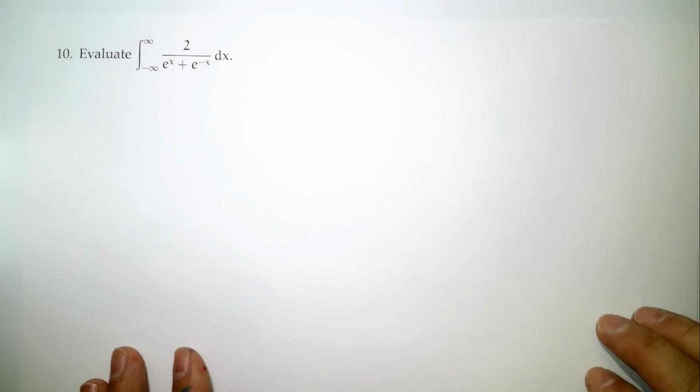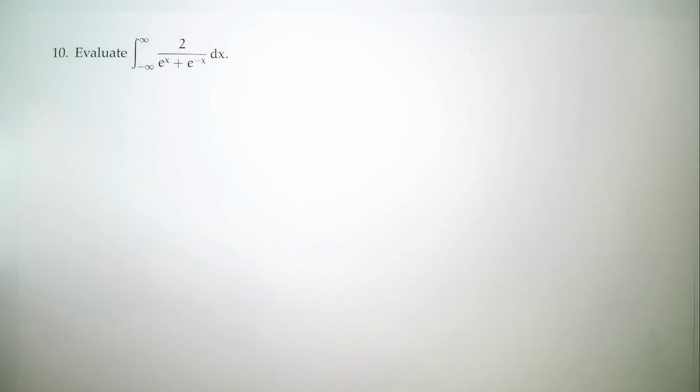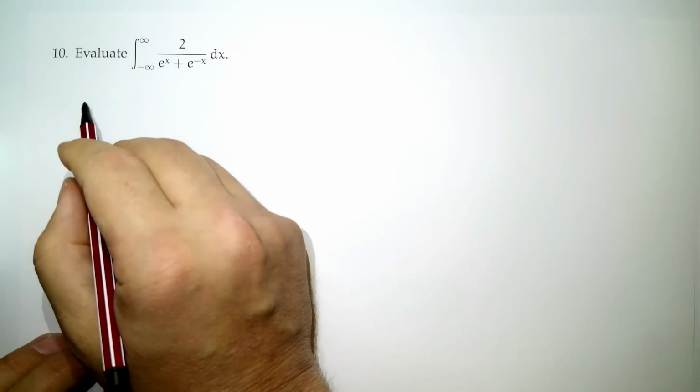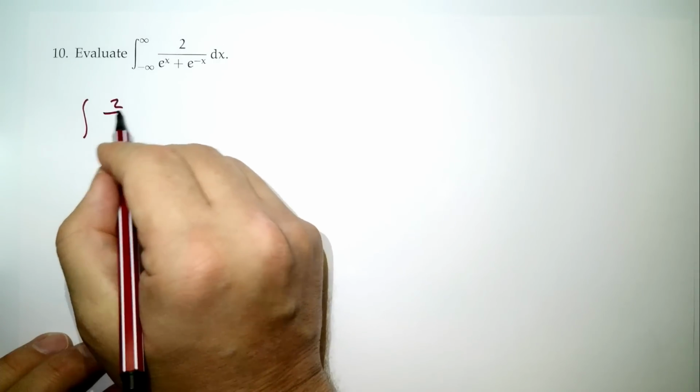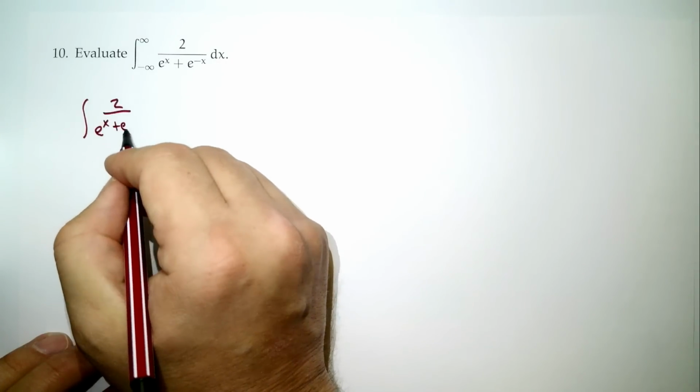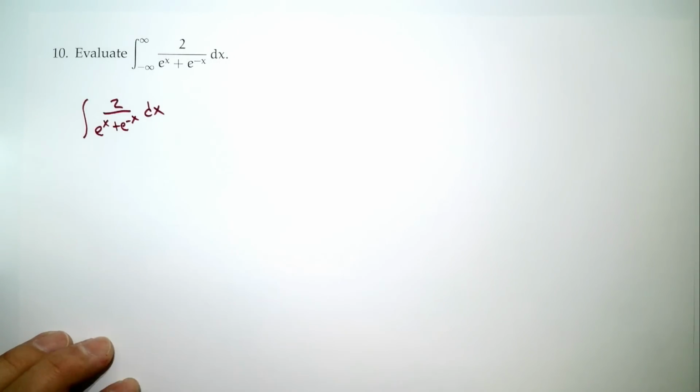Number 10. We're in the double digits now. Evaluate the integral from negative infinity to positive infinity of 2 over e to the x plus e to the negative x dx. Well, this is an integral which involves infinities. Before we do that, let's just see if we can figure out what to do. So suppose you're asked to find the integral of 2 over e to the x plus e to the negative x dx.